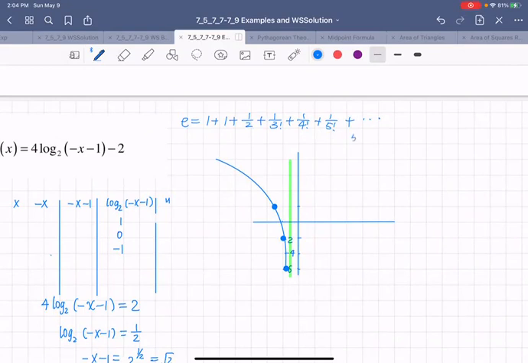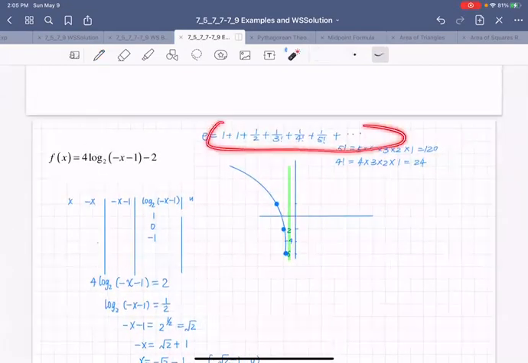Factorial means what? 5 factorial is 5 times 4 times 3 times 2 times 1, which is 120. 4 factorial is 4 times 3 times 2 times 1, which is 24. You can do those experiments. It's very interesting.